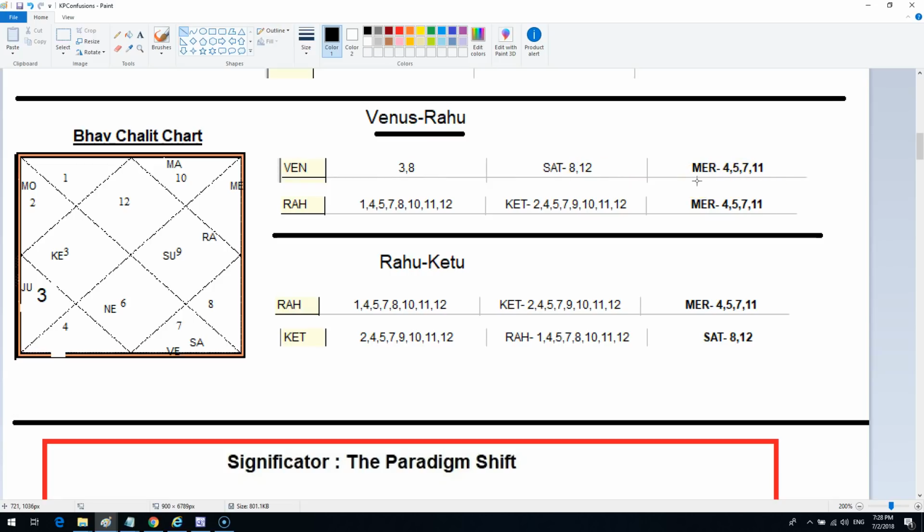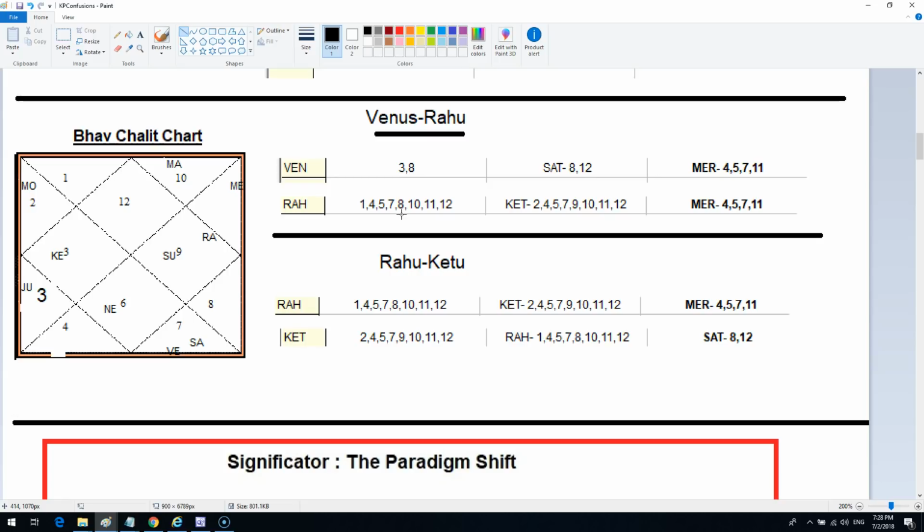So a lot of houses come in focus. 5 or 6 houses already come in focus if you look at Venus as the Mahadasha Lord. And now, if you look at Rahu, then you are totally confused. Not any house is left. So, pretty much all 12 houses are covered during the Venus Rahu period.